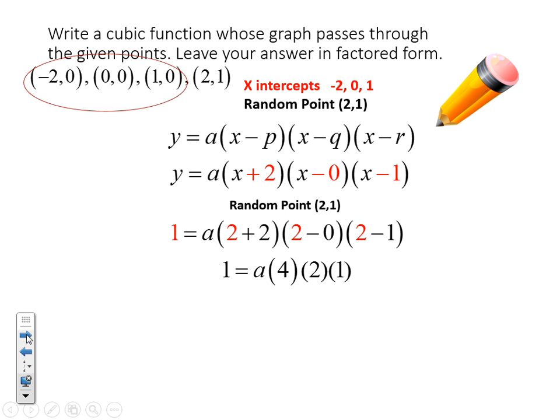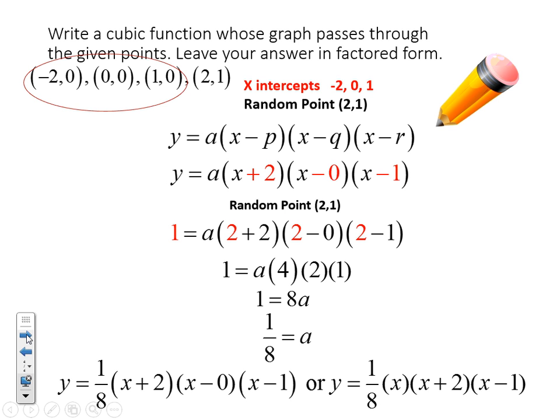Okay, what's going on inside of those? Well, I have a 4, a 2, and a 1. And if I multiply all of those, I get 8. So 1 equals 8a, and I'll divide by 8, and a is 1/8. So to finish up my equation, y equals 1/8 times (x plus 2)(x minus 0)(x minus 1). Or we can take that x minus 0 and turn it into just a regular x, because x minus 0 is still x, and then we don't have to write the minus 0. So either way you write your equation, our whole end goal is solving for a and then using that in our function to reflect how that polynomial function is going to act.